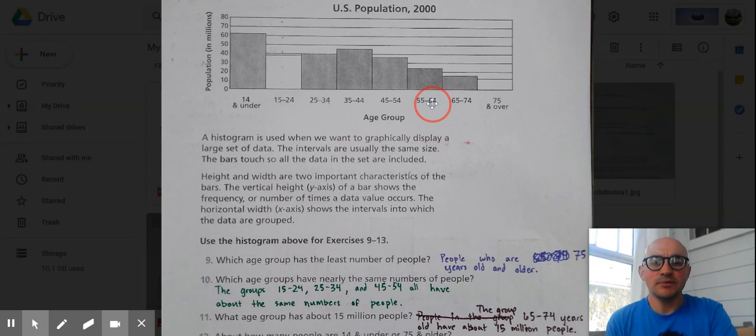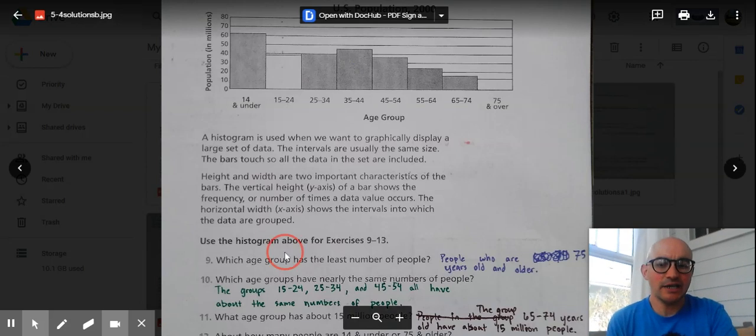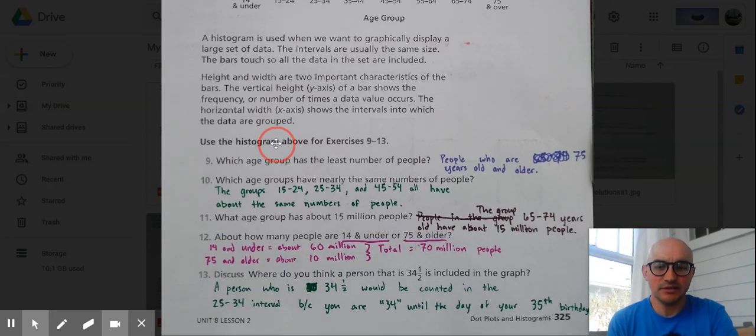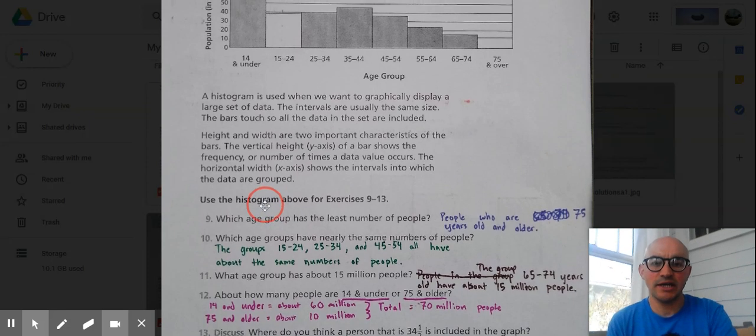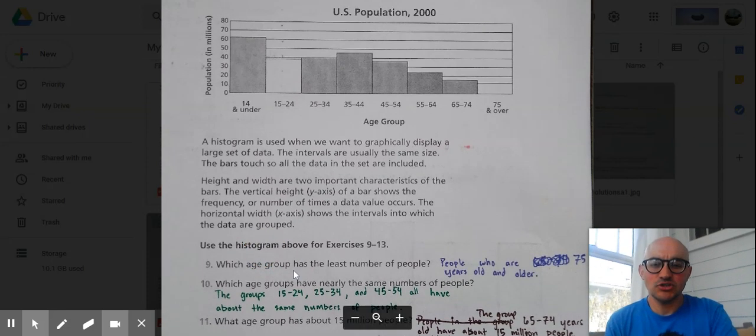So our job is to take this histogram and to answer questions 9 through, what is it, maybe 13, I think? Yes, 9 through 13, okay? This should be something we're pretty successful at as sixth graders. Which age group has the least number of people?